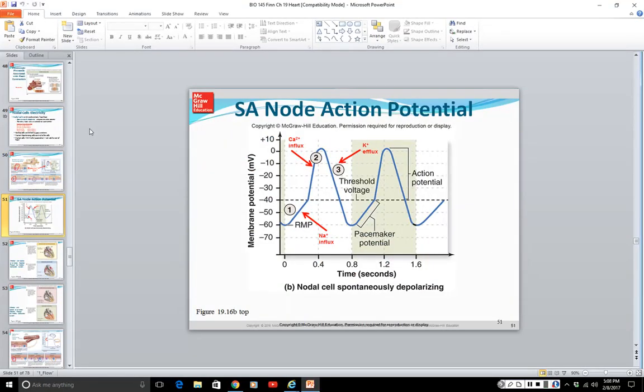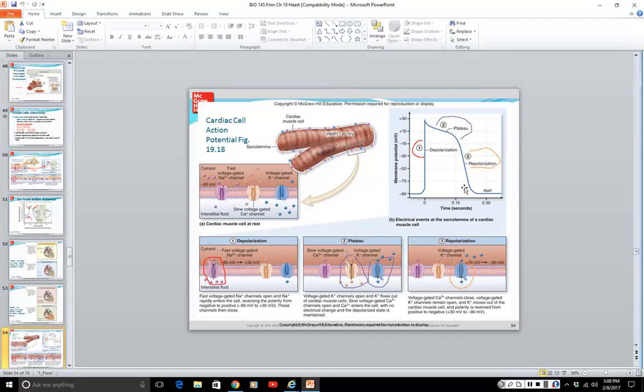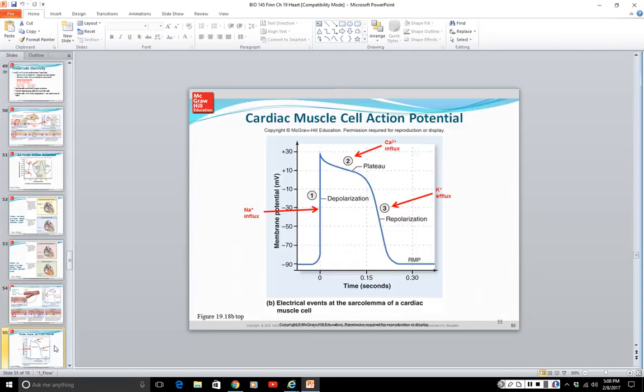You should be able to recognize that and also think about the different ions that are moving in or out during the different phases of the pacemaker potential, depolarization and repolarization. And then we compared that with the cardiac contractile cell, which looks a lot different, which you should be able to recognize. Again, the phases of depolarization, the plateau phase, repolarization, and the ions that create that.